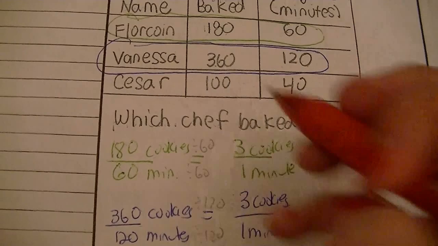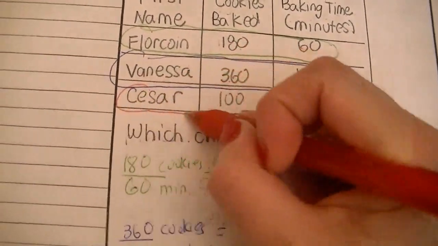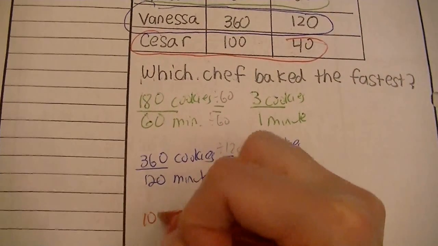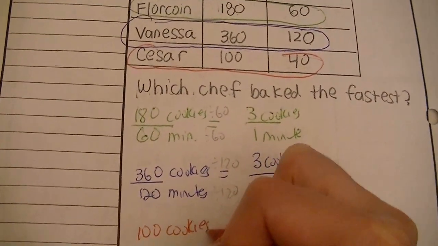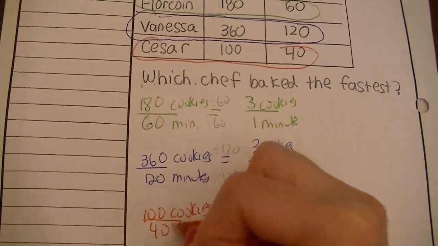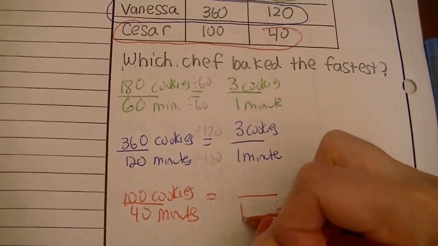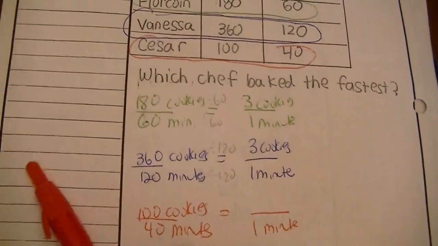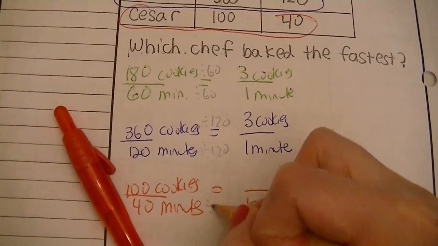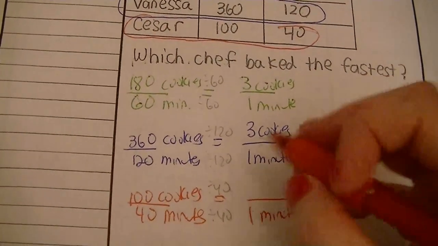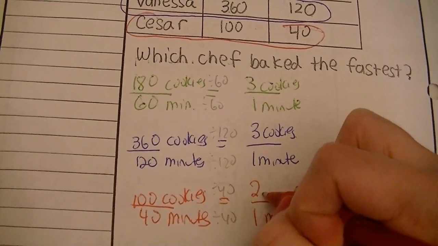Well, let's go ahead and check out Caesar's. And Caesar can bake 100 cookies in 40 minutes. So to find his unit rate, we need to divide the numerator and denominator by 40. So 100 divided by 40 is 2 5/10.